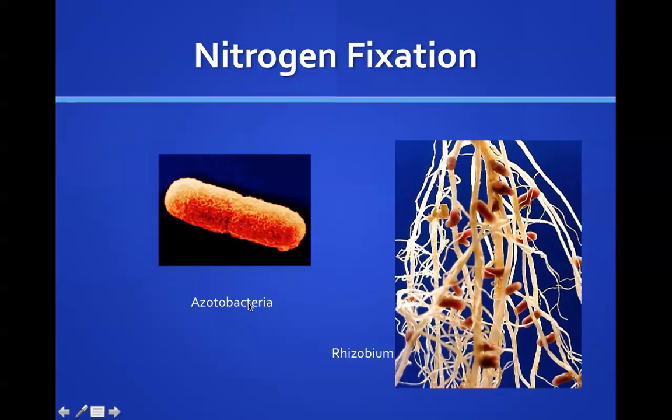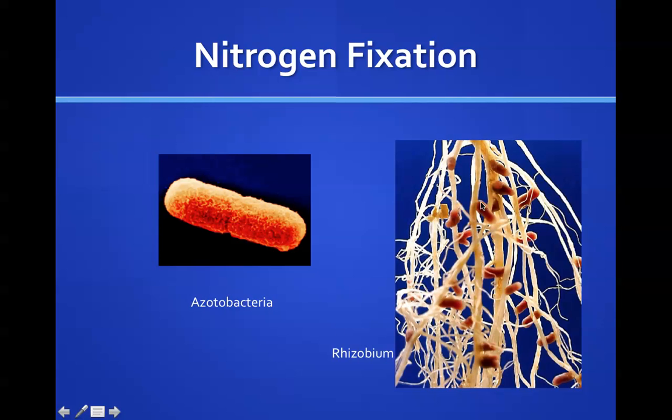Azotobacteria and rhizobium are kind of different. Azotobacteria is not dependent on any plant. Rhizobium is a parasite that becomes mutually beneficial with leguminae. Azotobacteria are just free living. They can be anywhere and everywhere, and they just convert nitrogen gas into the other forms of nitrogen, most commonly ammonia.